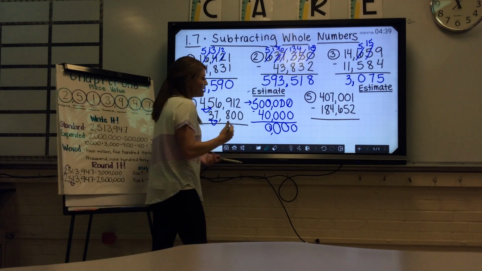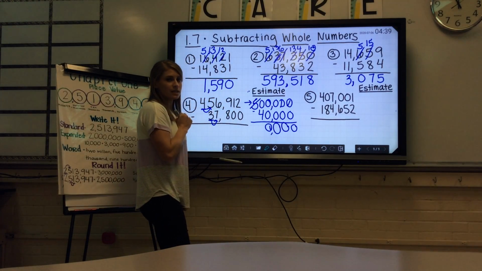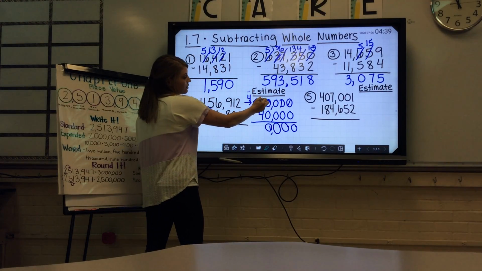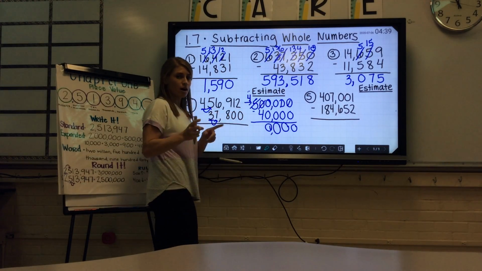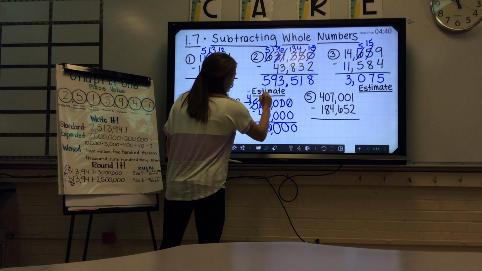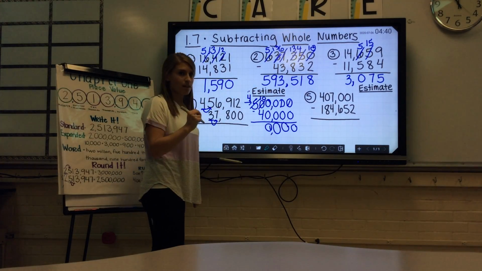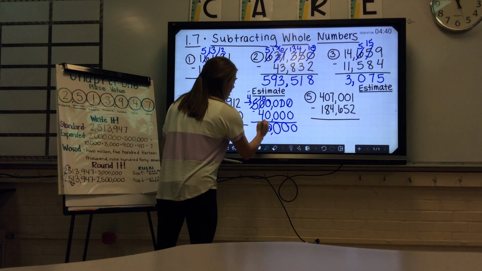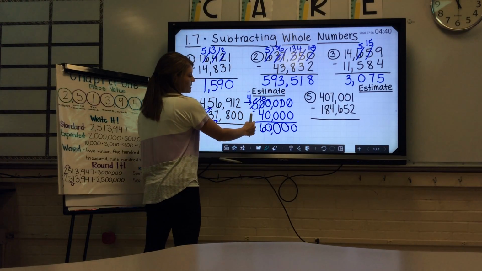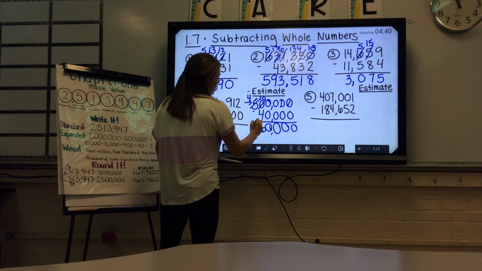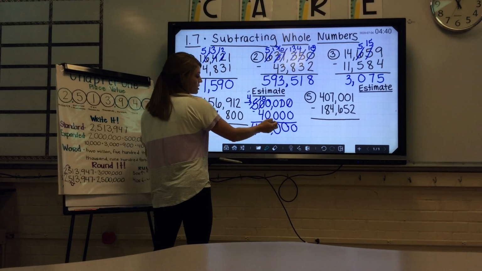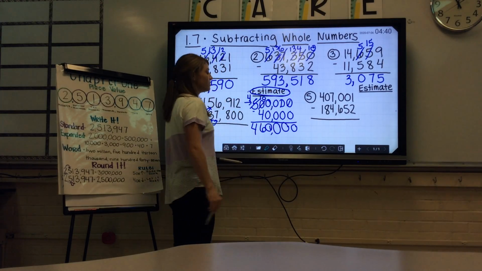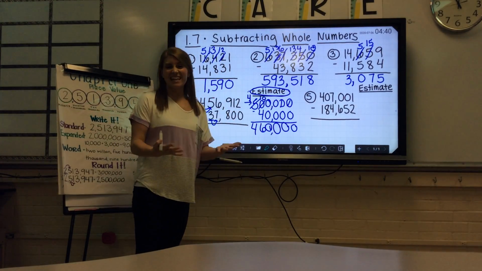Right, I'm going to have to borrow. So that 5 changes to a what? A 4. Very good. And this 0 changes to a 10. You guys are so stinking smart. I love it. 10 minus 4 is 6. Great job. I'm going to put my 6 down here, and then 4 minus 0 is 4. Very good. And my estimate is 460,000. That's my estimate. Is that my real answer? No. It's just kind of like a guess.